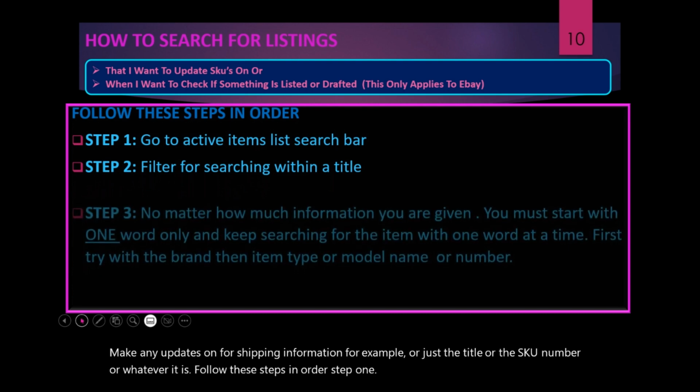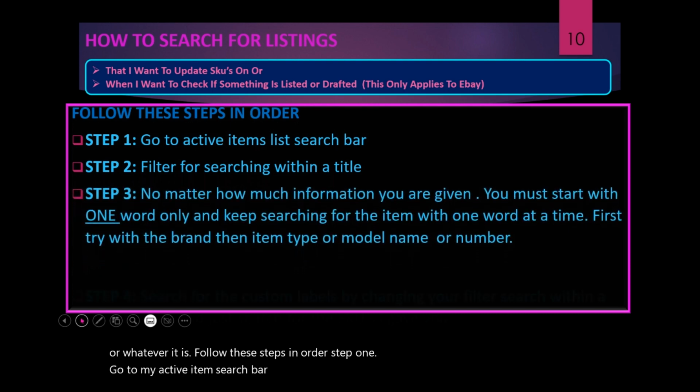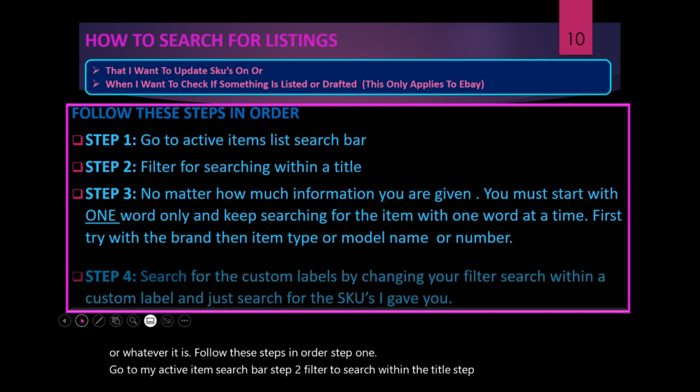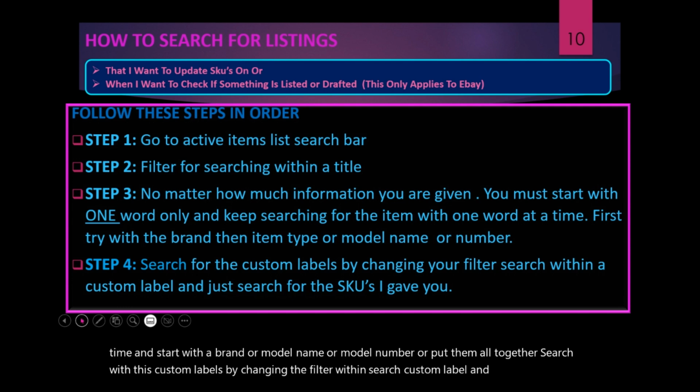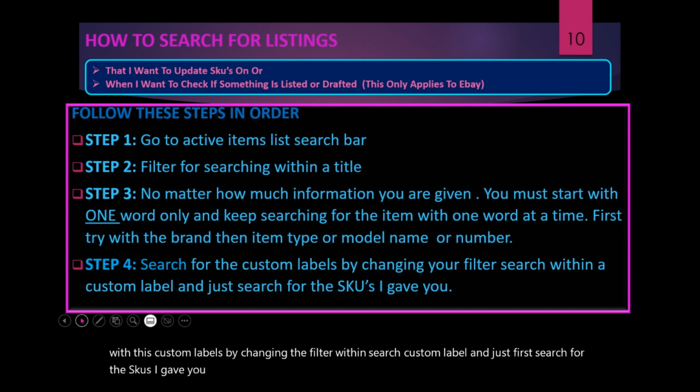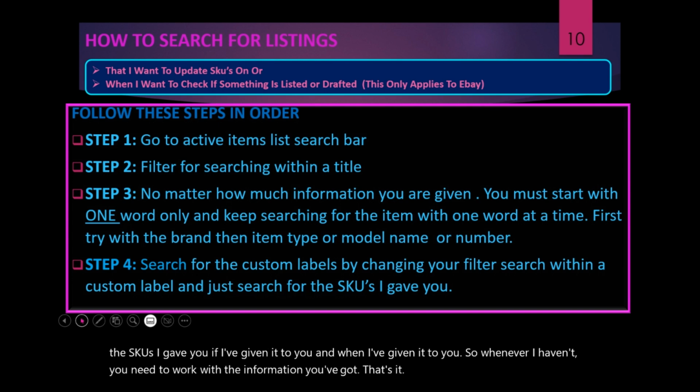Step 1, go to my active items search bar. Step 2, filter to search within the title. Step 3, use one word at a time and start with a brand or model name or model number, or put them all together. Search with the custom labels by changing the filter within the search to custom label, and first search for the SKUs I gave you, if I've given them to you. Whenever I haven't, you need to work with the information you've got. That's it.